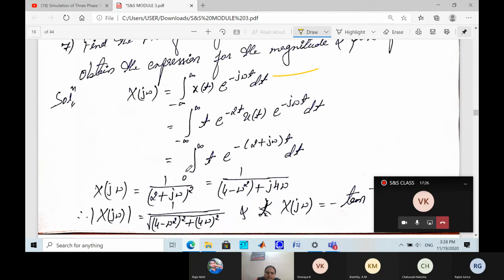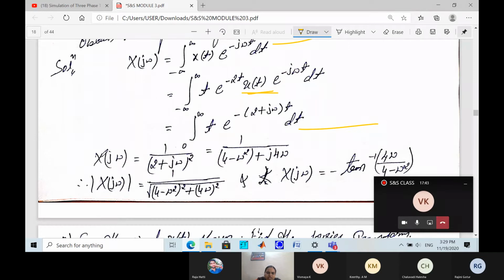Then, based on the unit step function, the limit is going to change from 0 to infinity. T into e raised to minus 2 plus j omega t into dt, combining these two. When you integrate this, you will be getting X of j omega is equal to 1 divided by 2 plus j omega whole square. Just expand this. So I'll be getting 1 divided by a plus b whole square, use that equation. You'll be getting 4 minus omega square plus j 4 omega.